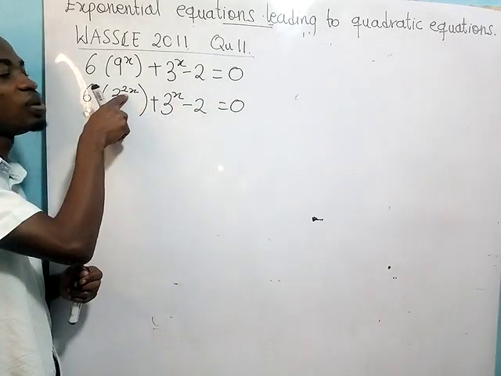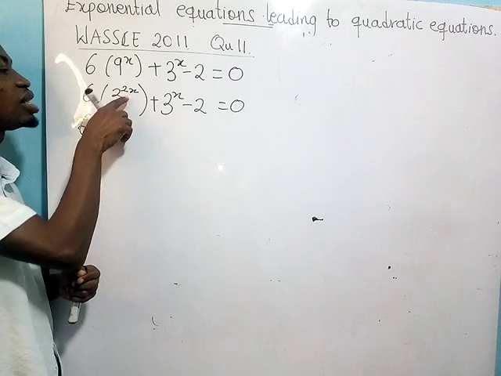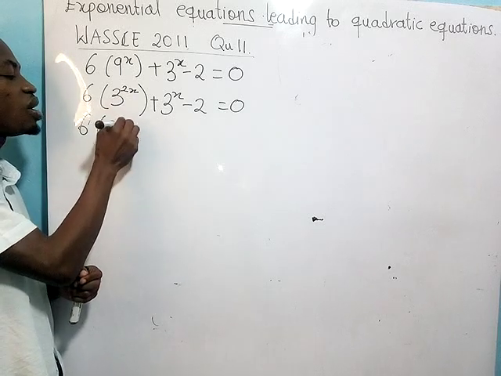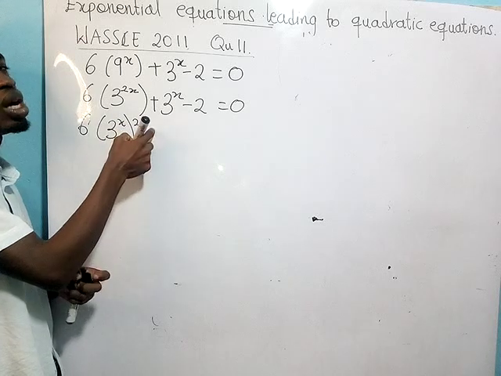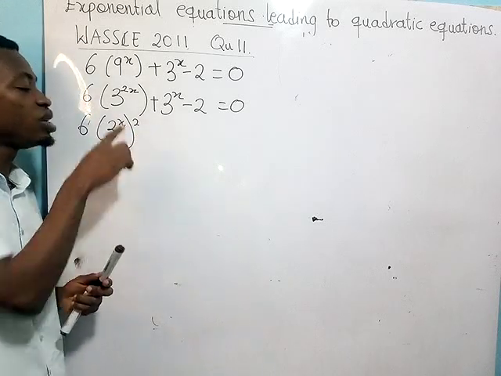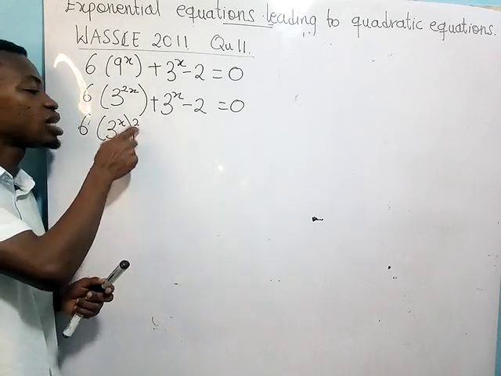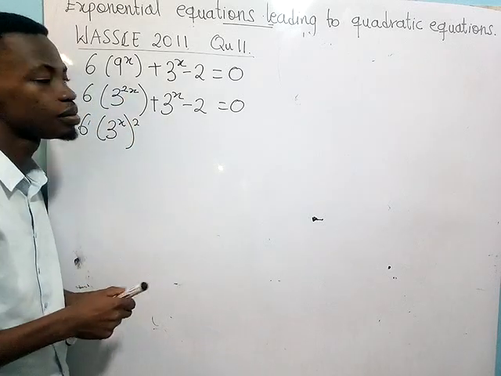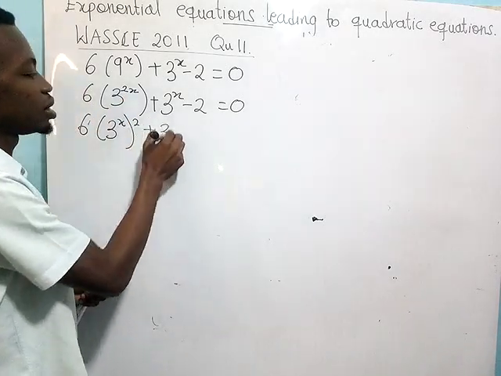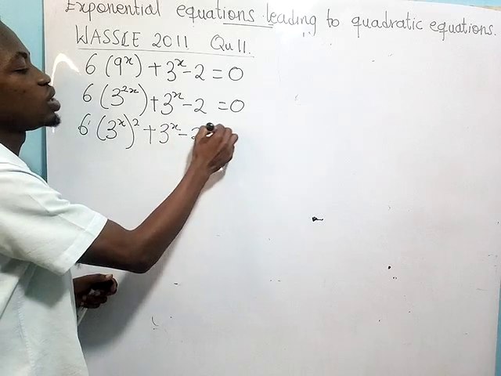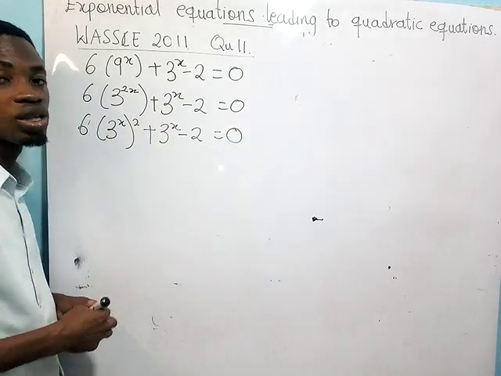So our exponents are not the same. So this can also be written as 3 to the power x. Then we take the 2 out. Remember, a power raised to another power, we multiply. So x times 2 will give us 2x plus 3 to the power x minus 2 is equal to 0.